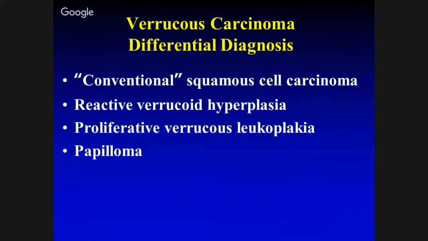The key differential is conventional squamous cancer. In that hybrid cancer, we saw the dysplasia and invasion. So those features would separate it from pure verrucous carcinoma. Verrucoid hyperplasia, which could be caused by fungus, and proliferative verrucous leukoplakia, which is generally a disease of older white women, get these plaque-like lesions in the oral cavity, and they're very challenging.